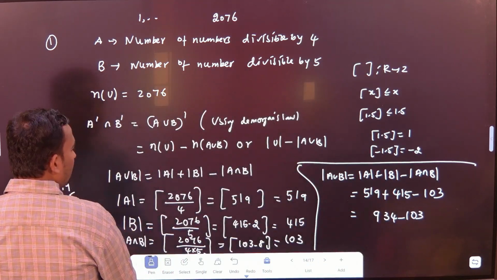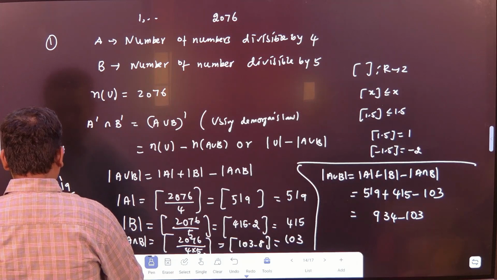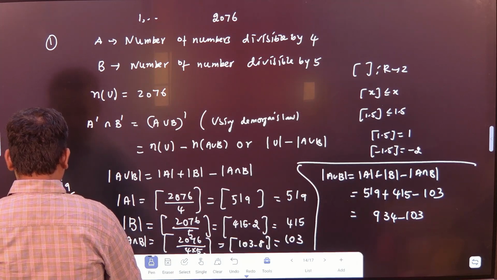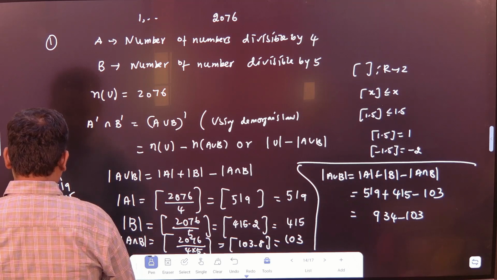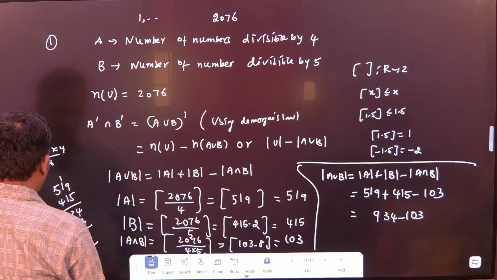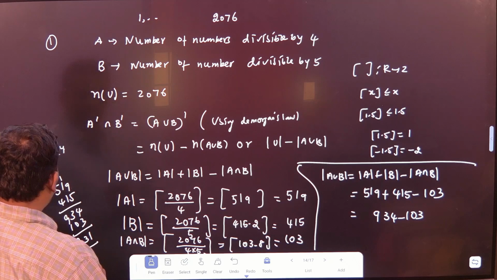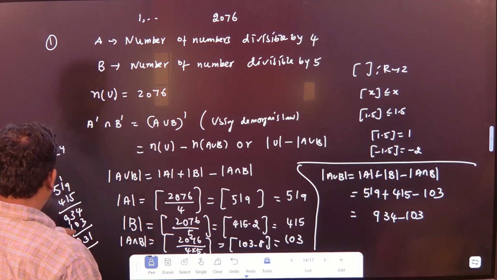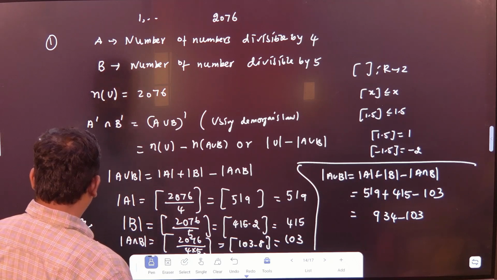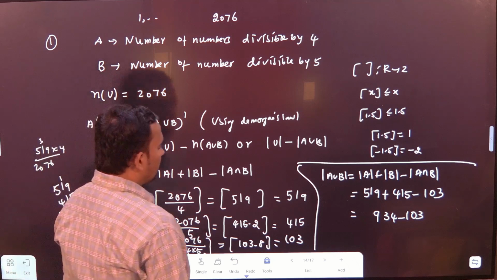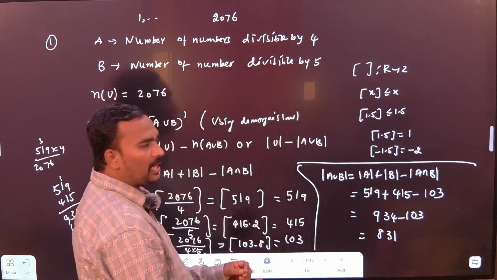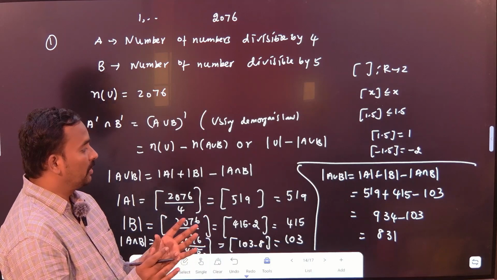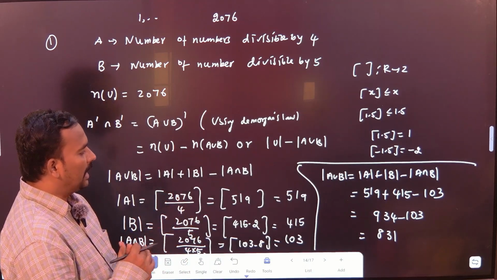How much will it be? 934 minus 103 if you do it, it is 831. Is it correct? 831, yes. 831, right? This is for A union B, the number of elements in A union B.